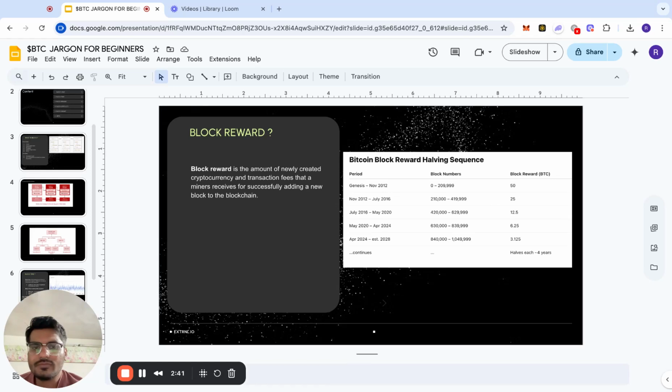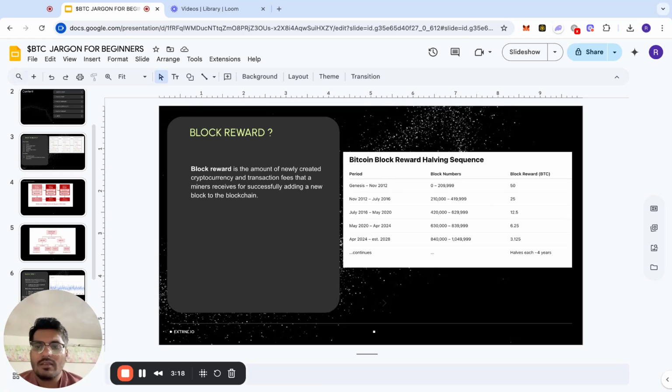And you can see that when this chain was started, the block reward per block was 50, and then every 4 years it reduces by 50%. Initially it was 50, then it became 25, so it becomes half every 4 years. Currently it is 3.125, and this halving is a major milestone in the history of Bitcoin. This is a major event.